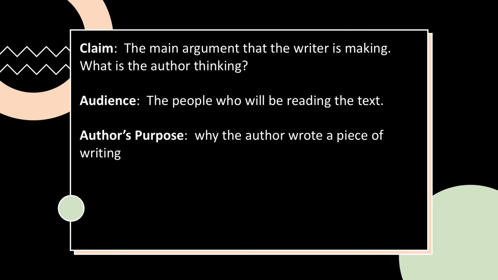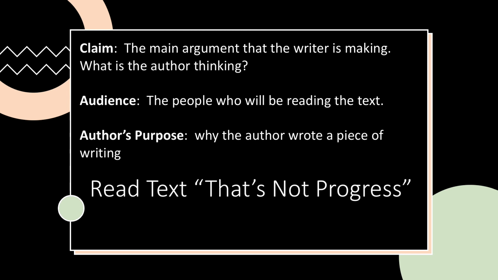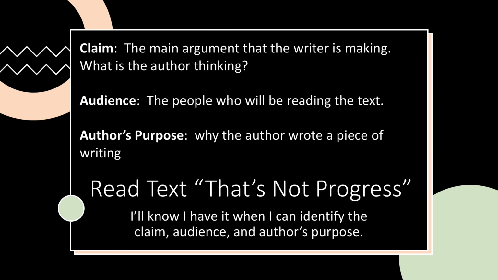So now, when this is over, I'd like you to go read the text that's attached next, called That's Not Progress. After you've read That's Not Progress, you should be able to identify the claim, the audience, and the author's purpose.